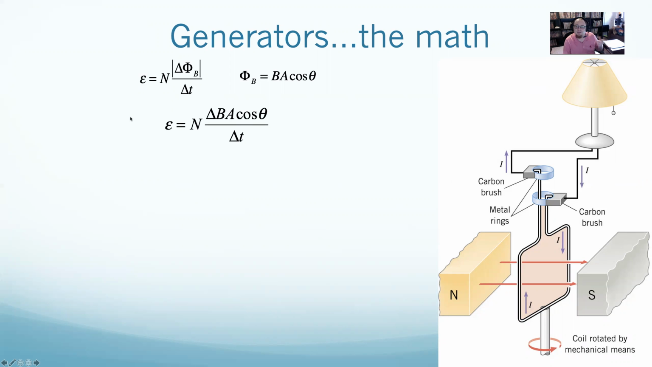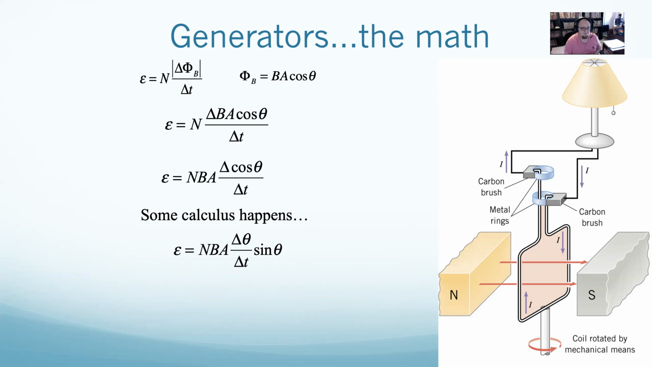But if you have a generator, normally B isn't changing and A isn't changing. Now, to get from this step to the next step, some calculus happens. Don't worry about it. Really, these should be derivatives, not deltas. This magical calculus is above the level of this class, so if you know your calculus, you probably know where this came from. You get this instead.